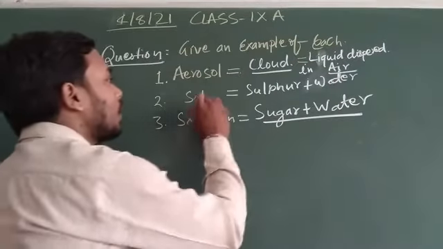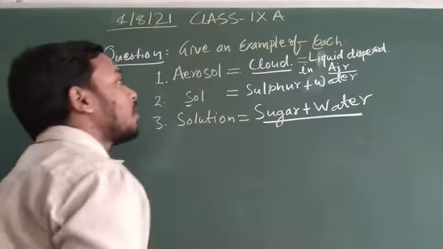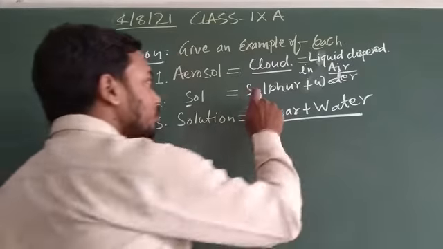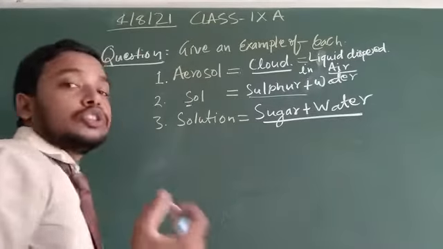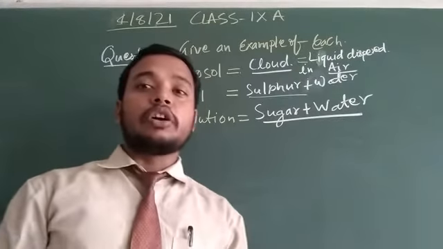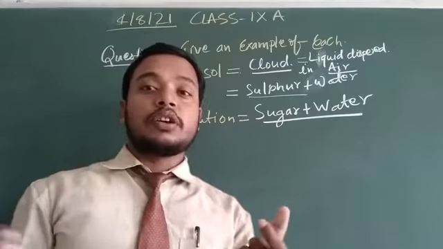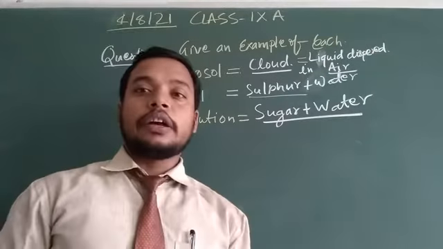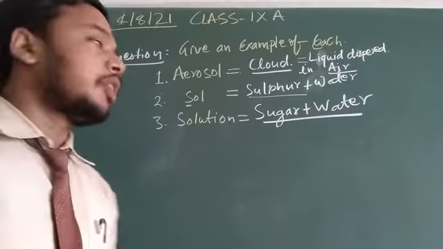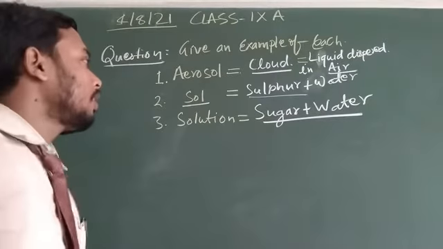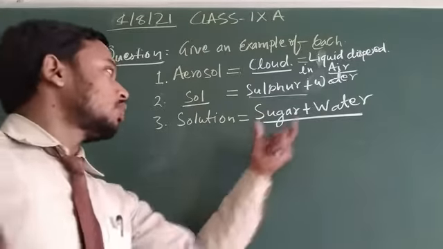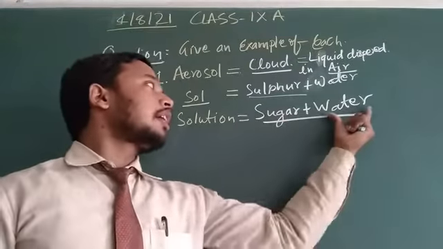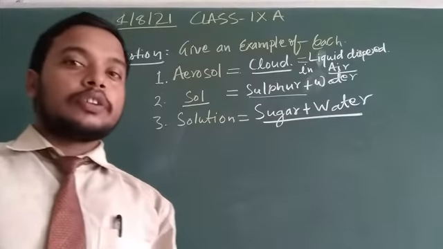And here sulfur plus water is the example of sol, where sulfur acts as a solid solute, that is called the solid dispersed phase, and here is water, a liquid dispersed phase. Solution as well, sugar plus water. Sugar is solute and water is solvent.